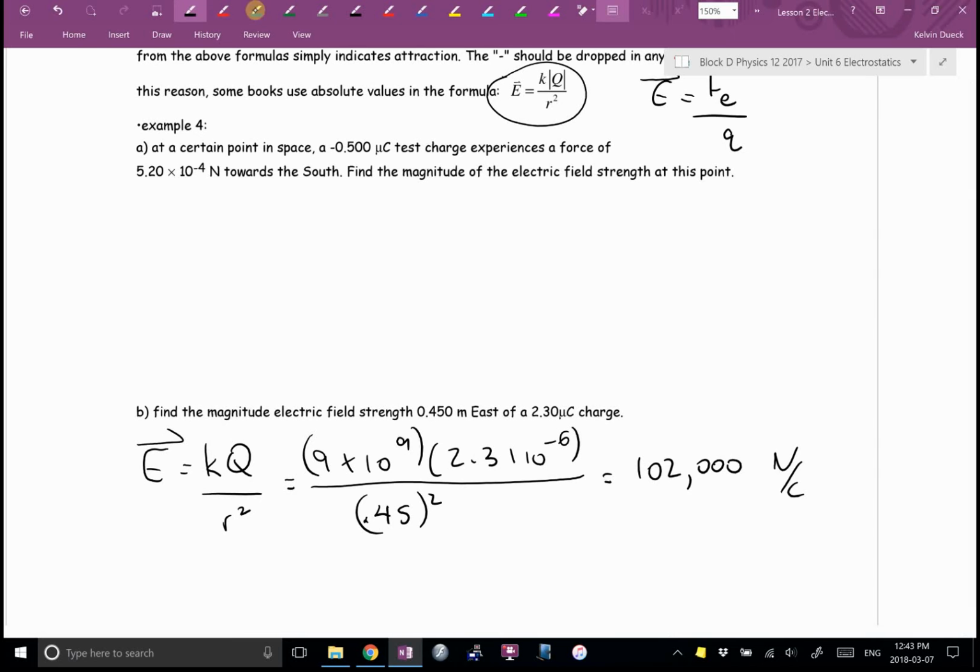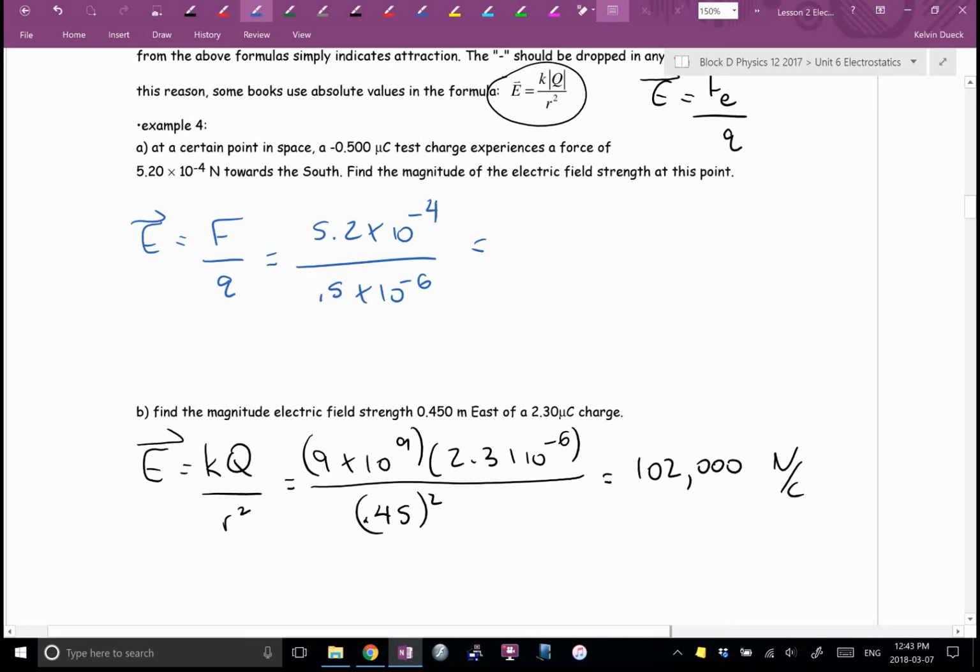I guess that means part A, I can probably use the ratio method. Looking at part A, Kyle, did they tell me the test charge, the satellite charge? Oh, and did they tell me the force that it's experiencing? Well then, electric field is going to be the force at that location divided by the charge at that location. It's going to be 5.2 times 10 to the negative 4 divided by 0.5 microcoulombs. I didn't include the negative. I'll use that to figure out direction. How? Patience, young grasshopper. It's going to be 1040 newtons per coulomb.